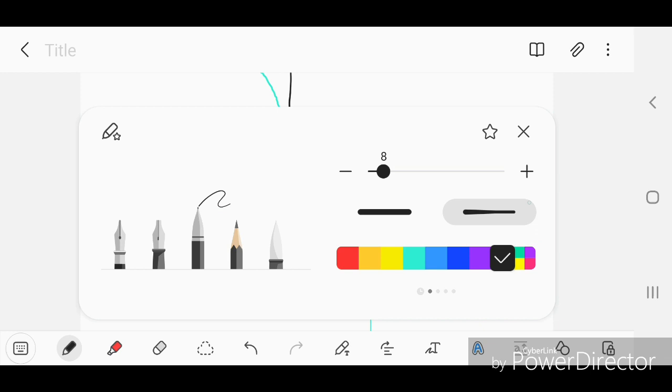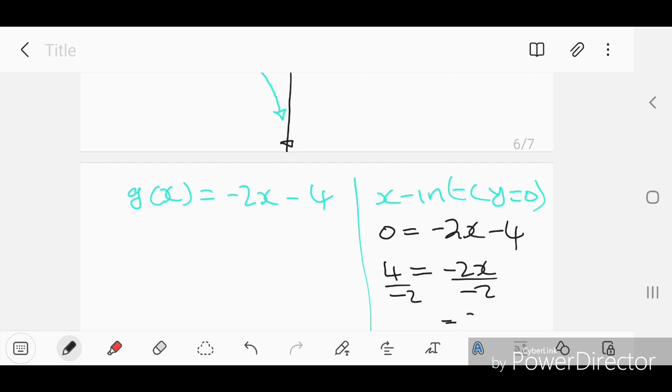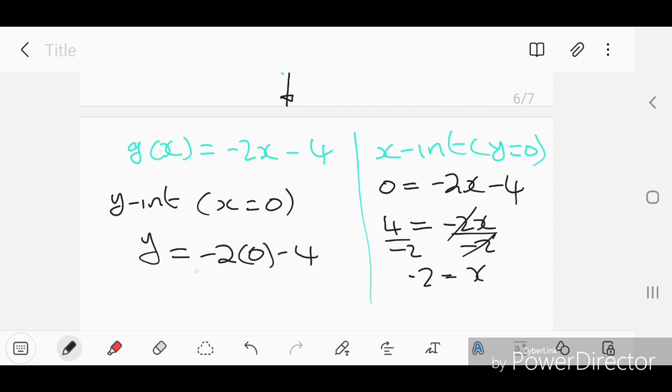Okay, let me do it with a black pen. So my y is 0, that's my g of x: 0 equals minus 2x minus 4. The 4 comes to the other side as positive 4 equals minus 2x. Divide by minus 2 on both sides. My x, because these are cancelling, is going to be minus 2. And then if I want a y-intercept, I must make x equal to 0. So y equals minus 2 times 0, minus 4. If you press this on the calculator, you will get minus 4.